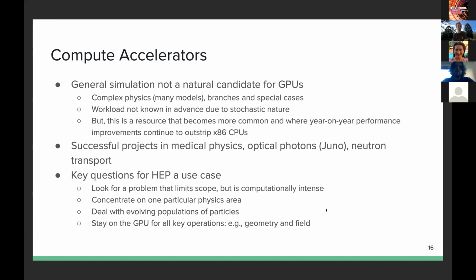So I think the key thing for us in high energy physics is to look for a problem which limits the scope so it's tractable, but is computationally intense so that the benefits could be significant. Concentrating on one particular physics area, learning how to deal with the evolution of different particle populations. But one thing we know is we have to stay on the GPU for all of the key operations. If you go back and forth to the GPU lots and lots, you're going to be killed by the data movement time. So you want a good chunk of things which are done on the GPU.